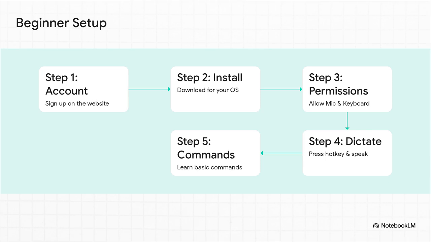You create an account, install the app for your Mac or Windows, and then, and this part is super important, you have to allow the permissions for your microphone and keyboard. That's the secret sauce that lets the app type into any program for you. After that, you just hit the hotkey, start talking, and that's it. It's designed to be that easy to get going.